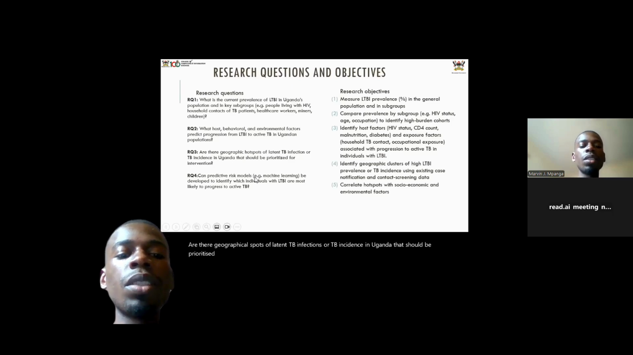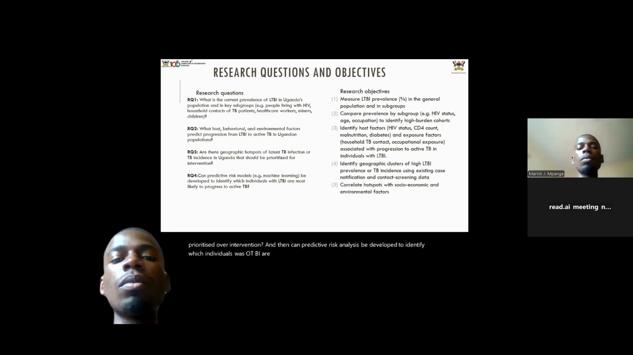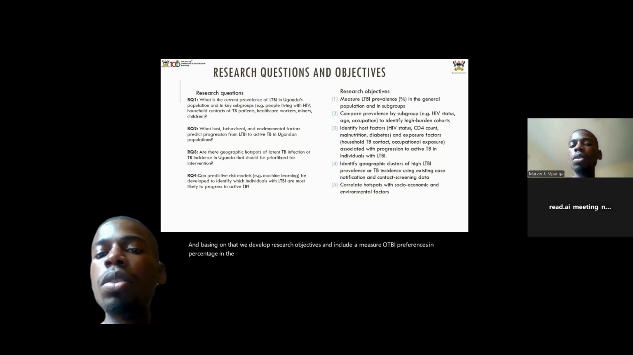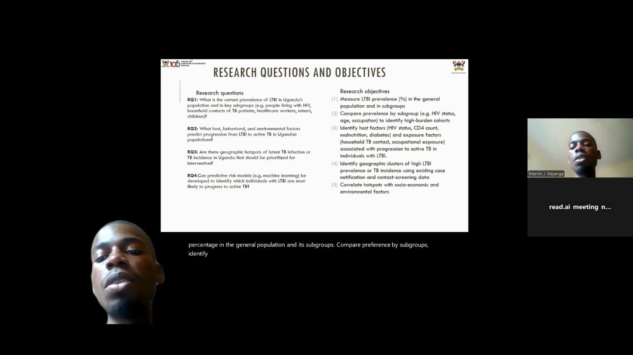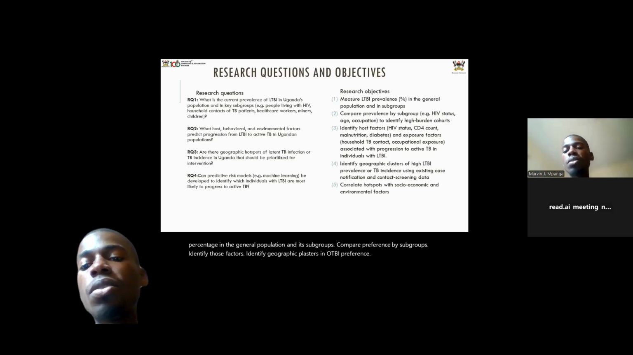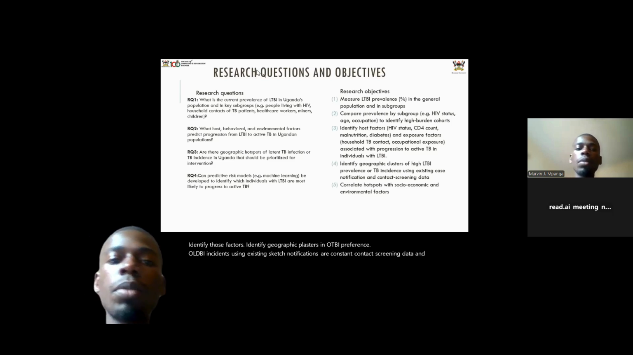And then, can predictive risk analysis be developed to identify which individuals with LTBI are most likely to progress to active TB? Based on that, we developed research objectives. They include: measure LTBI prevalence as a percentage in the general population and its subgroups, compare prevalence by subgroups, identify host factors, identify geographic clusters in LTBI prevalence or incidence using existing case notifications and contact screening data, and then correlate hotspots with socioeconomic and environmental factors.